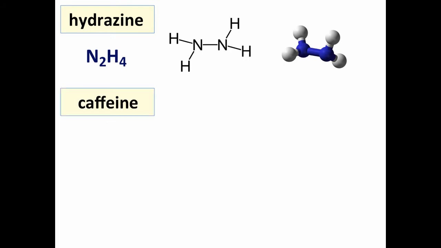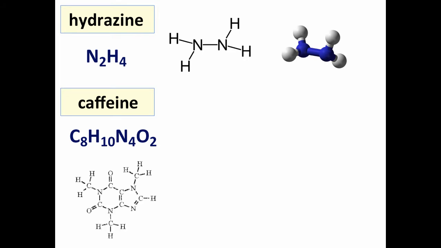A somewhat more complicated example is caffeine. It has the formula C8H10N4O2, and a caffeine molecule consists of 8 carbon atoms, 10 hydrogen atoms, 4 nitrogen atoms, and 2 oxygen atoms bonded together in exactly the way that's shown here. Notice that each line represents a covalent bond between 2 atoms, and 2 lines represent what's called a double bond. And we'll talk about bonding in more detail down the road.